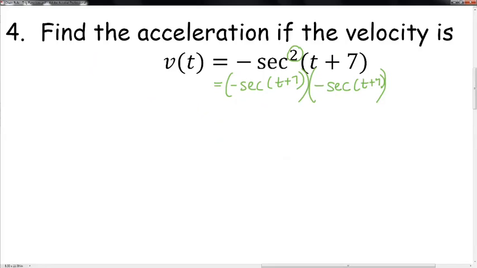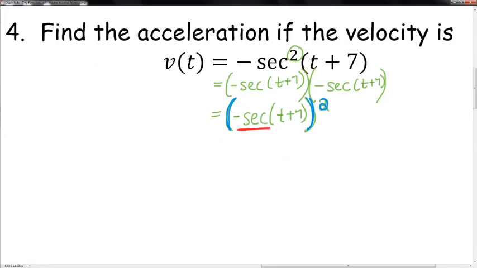So if I have 2 things being multiplied together, essentially what I have is negative secant of t plus 7 squared. And so for this one, this is what we talked about earlier. This is going to be our peanut M&M. And so we have the derivative of the outside. Well, the outside is this right here. That's my shell, is the square. The derivative of my chocolate is the negative secant.